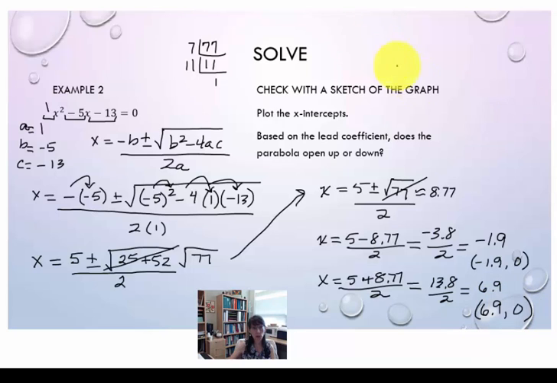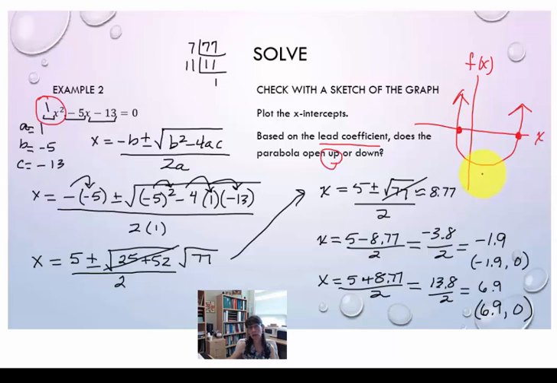Let's make a sketch of this parabola. Our x-intercepts of negative 1.9 compared to 6.9. Remember, 6.9 would be much farther away from 0 on the x-axis. Go back to the lead coefficient. So just based on the lead coefficient of the quadratic equation, we'll determine which way this parabola opens. Since it's a positive 1 for the lead coefficient, this will be opening upwards. So our parabola would look something like this.